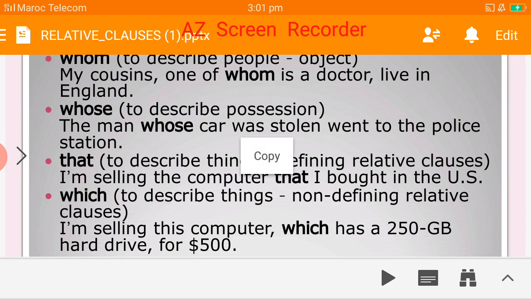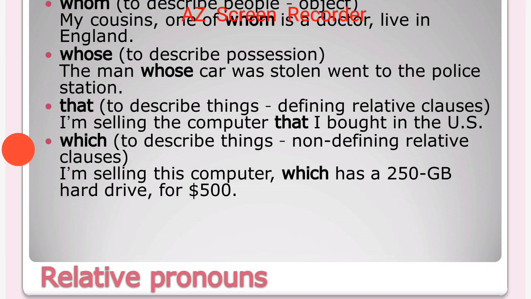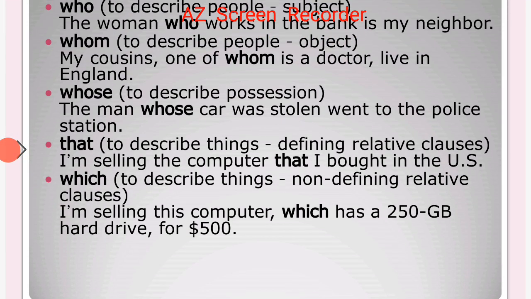The third one, whose, to describe possession. The example is: the man whose car was stolen went to the police station. Try to observe that whose here is used between two nouns, before and after. So before whose we have man, and after whose we have car. So whenever you find a sentence like this, you can choose whose in the given sentence.